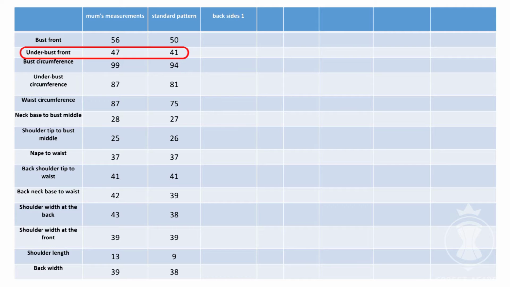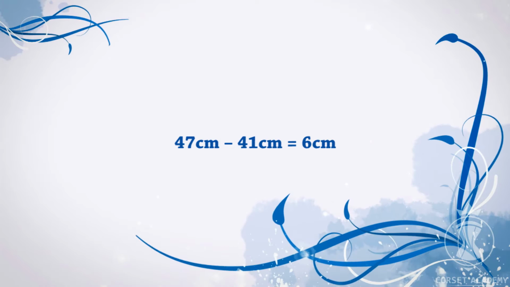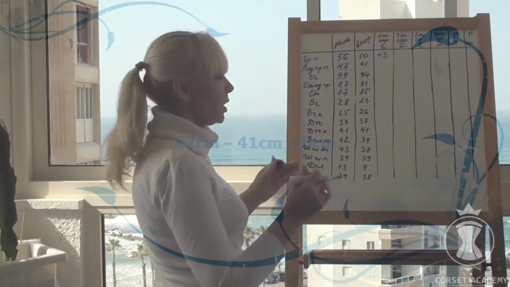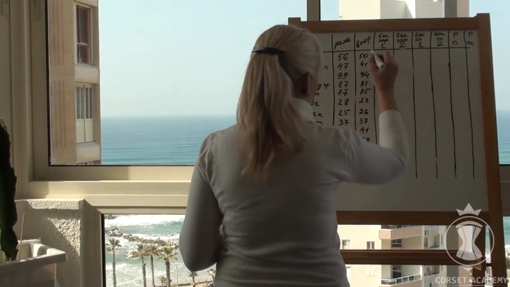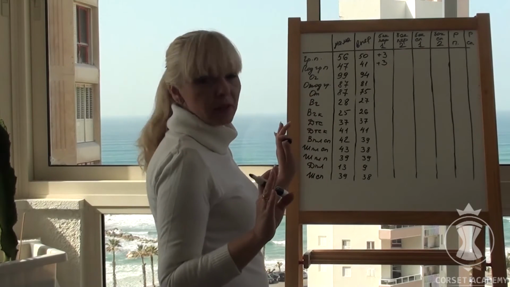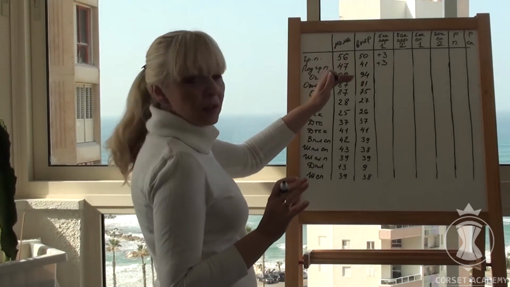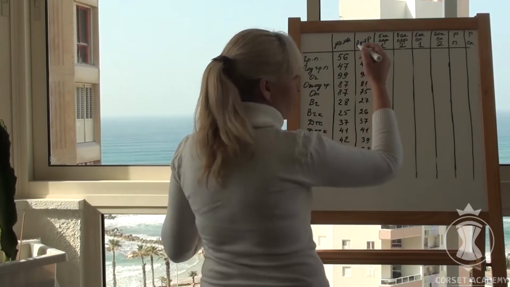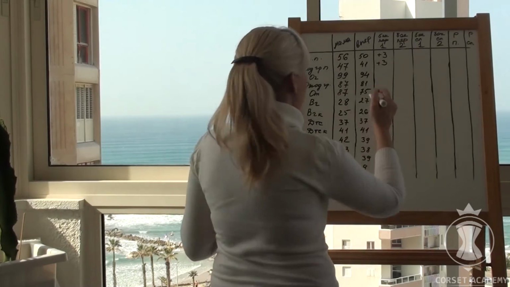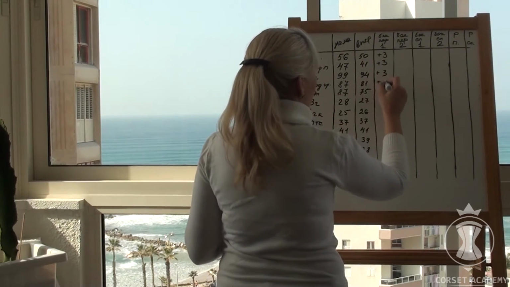Under bust front measurement, 47 centimeters on the client and 41 centimeters on the pattern. 47 centimeters minus 41 centimeters equals 6 centimeters. I divide it in half because there are two sides, and I need to add 3 centimeters from each side of the pattern. I got the same values for the bust line and the under bust line. Therefore, I can logically assume that the entire side seam of the dress should be shifted outwards by 3 centimeters.